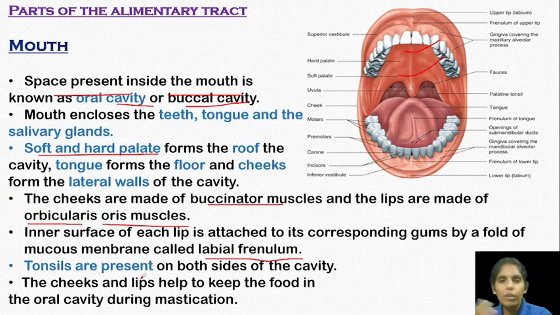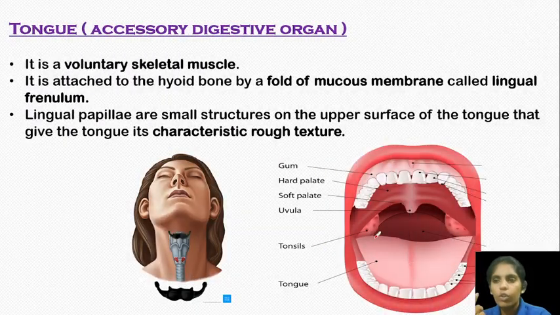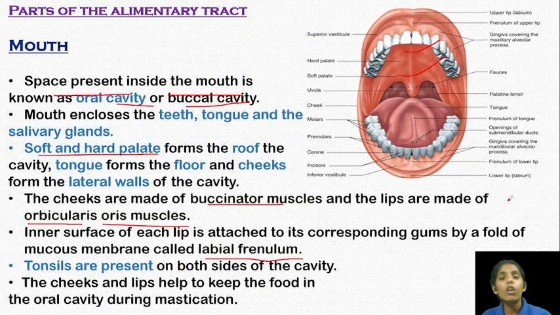And tonsils are present on either side of the cavity. So here, these are the tonsils. Tonsils are a part of the lymphatic system. They are lymphoid organs. So whenever some germs or certain bacteria enter our body through the food we eat, these tonsils will try to trap those germs and kill them, preventing further complications in our body.